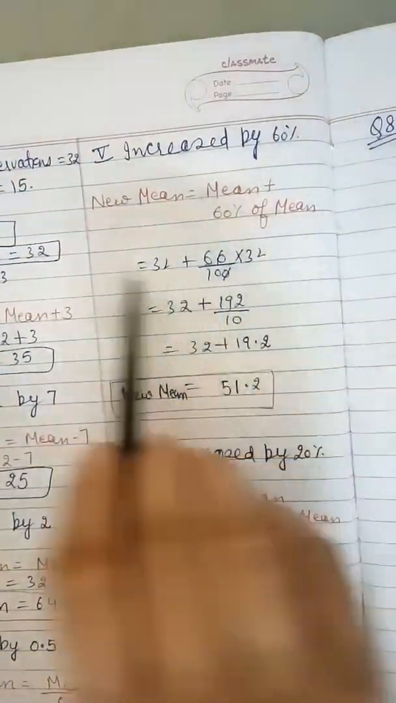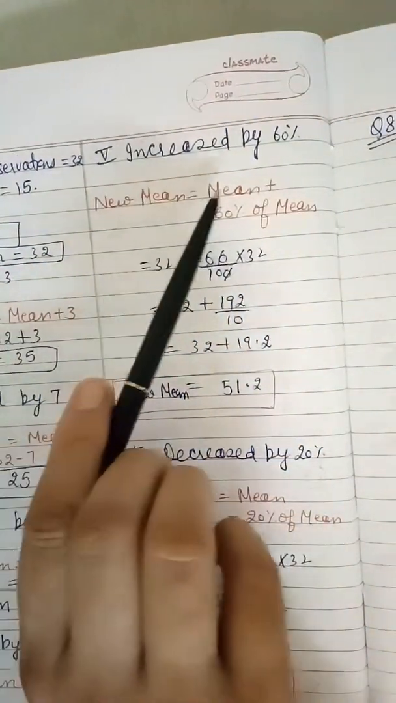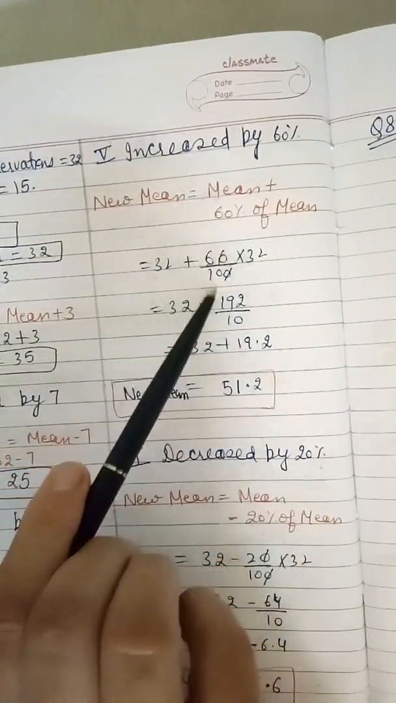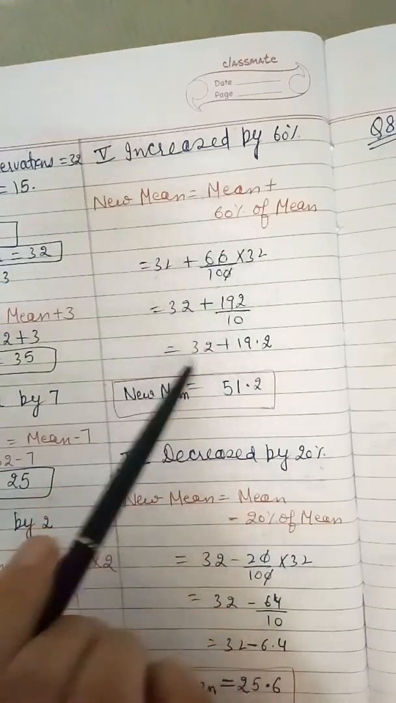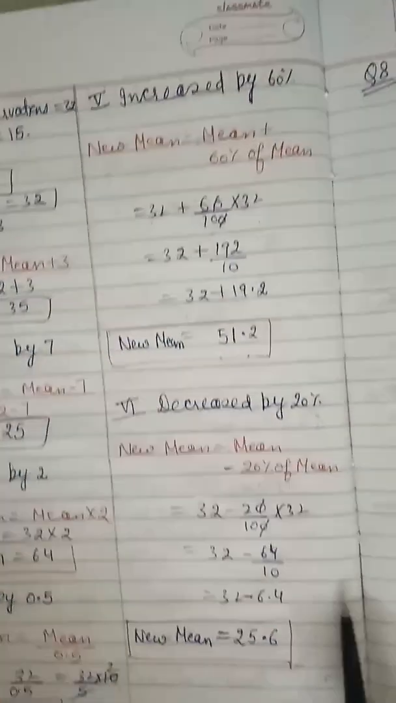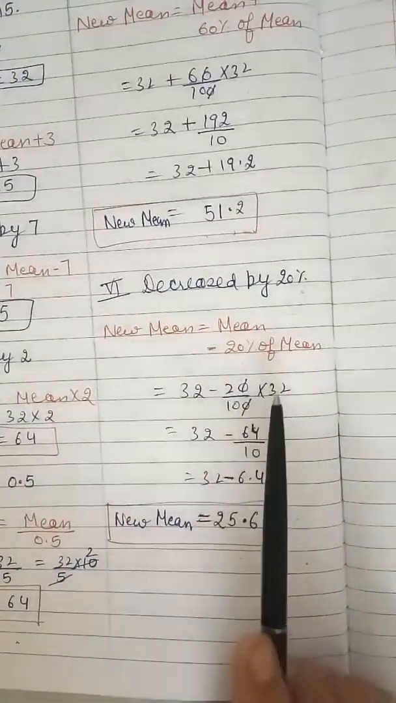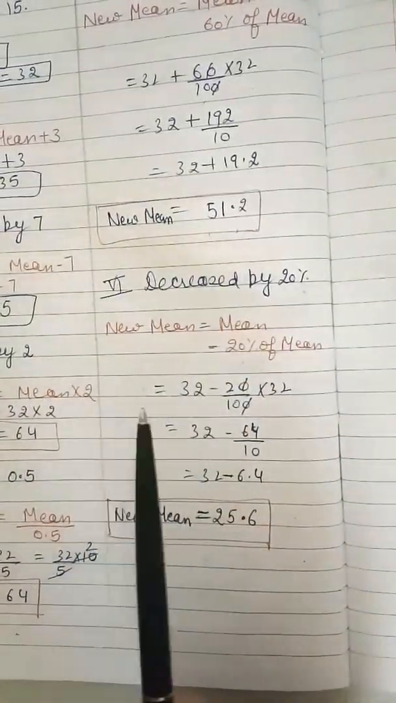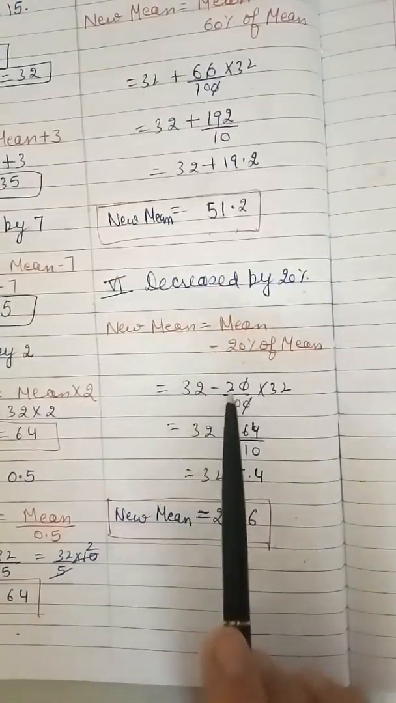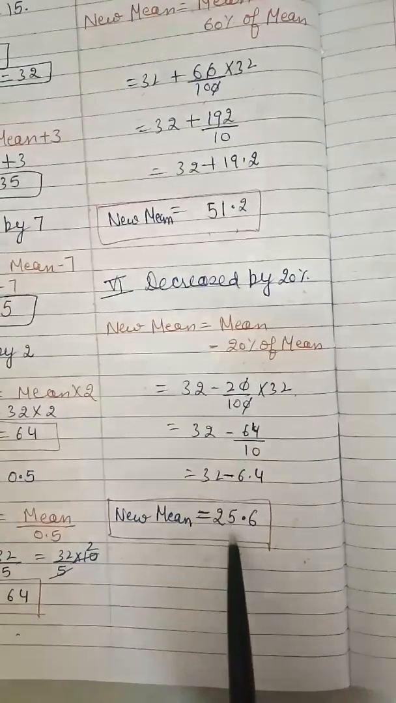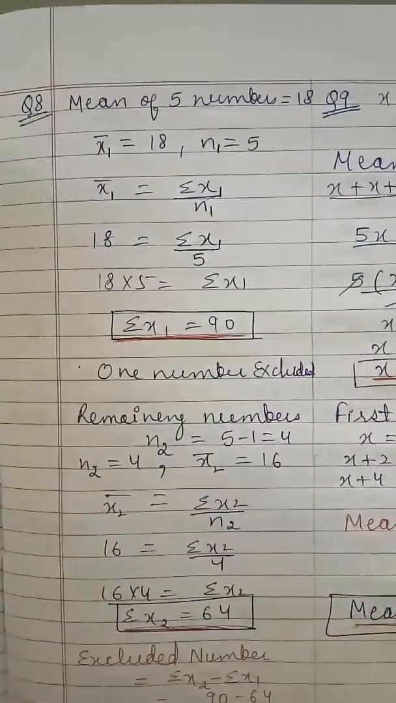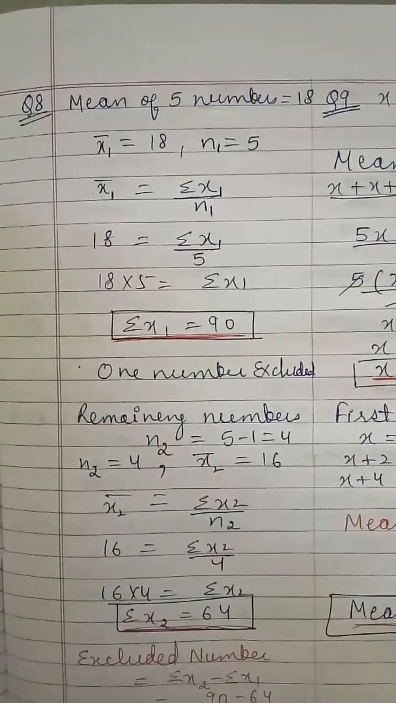Now in the fifth part it is given that it is increased by 60%. What is the new mean? New mean will be mean plus 60% of mean. So mean is 32. We will take 60% of 32, and after solving it we are getting 51.2. And if it is decreased by 20%, simply as in increase we use the plus sign, in decrease we will use the minus sign. So it is 32 minus 20% of 32, and after subtraction we are getting 25.6. Eighth question is the mean of 5 numbers is 18.